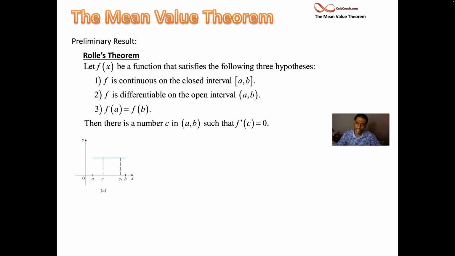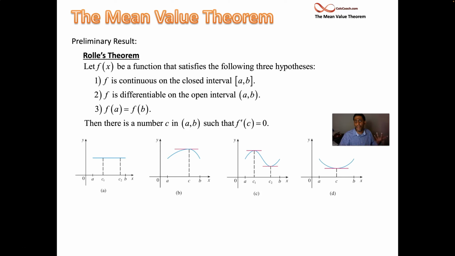But here we go. Here are some examples. If your function is constant, it has a zero derivative everywhere in the interval. If your function is concave down, then you'll have a zero derivative inside the interval. Maybe you'll have more than one. Maybe you'll have a concave up function that has a zero derivative in the interval. These are all possibilities. It doesn't tell you where to find it, though. That's the only issue. It just says that you're guaranteed that it exists.